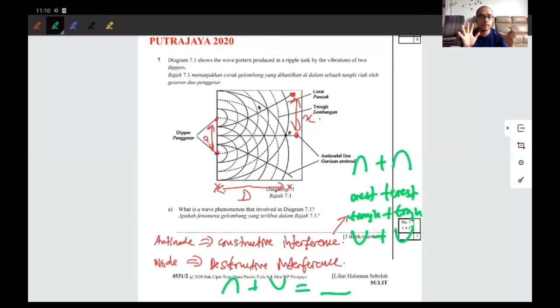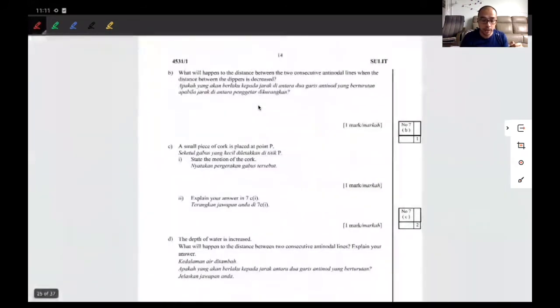Just a revision. What is the wave phenomenon? It's interference. This is Putrajaya number 7. This is interference. I don't think you need to write the words constructive or destructive. What will happen to the distance between the two consecutive antinodal lines? This is X. What will happen to X when the distance between the dippers, which is A, is decreased? Take a look at the formula.